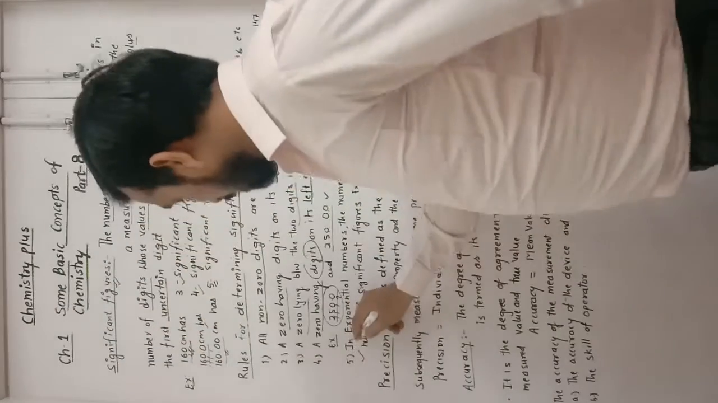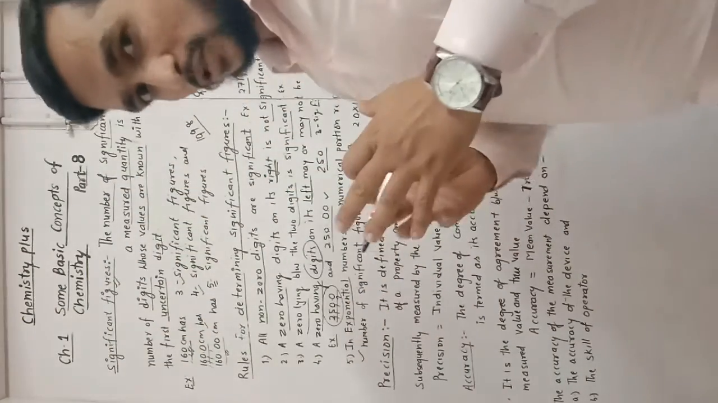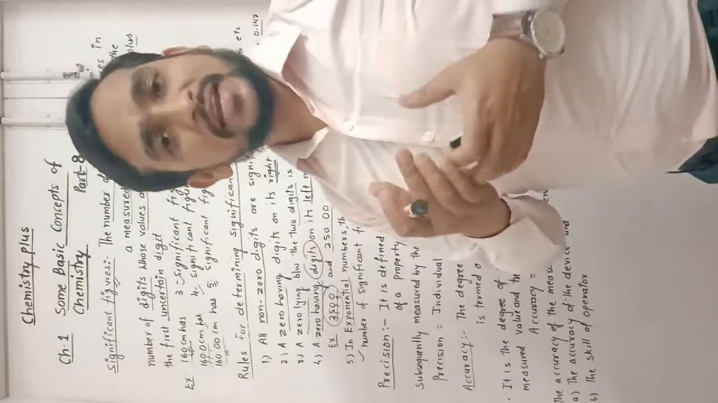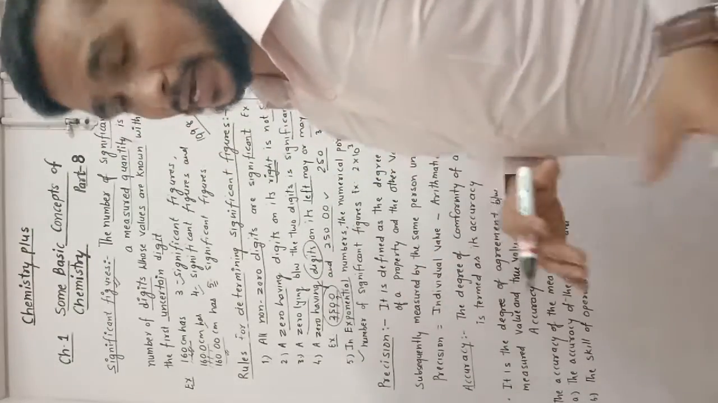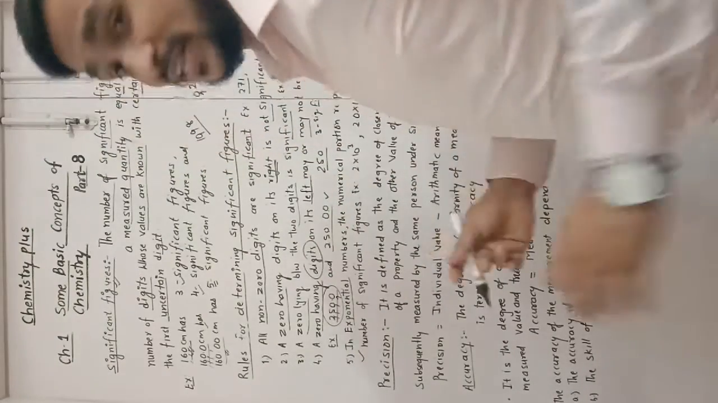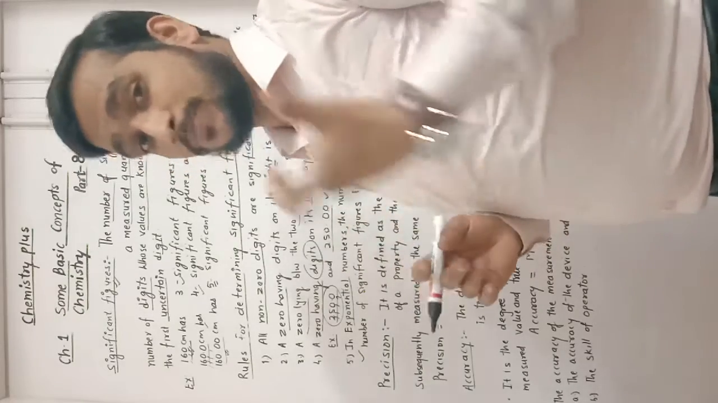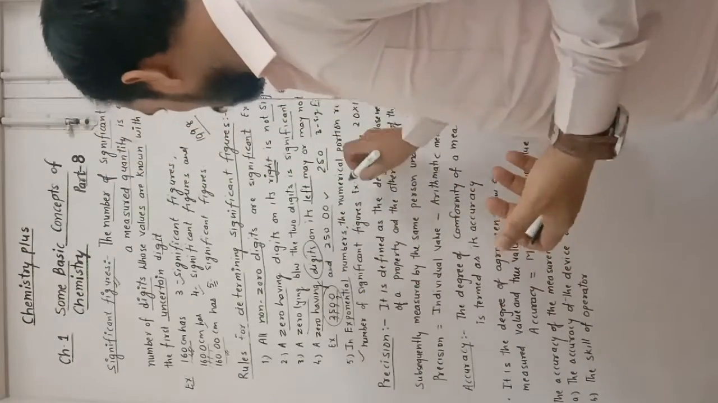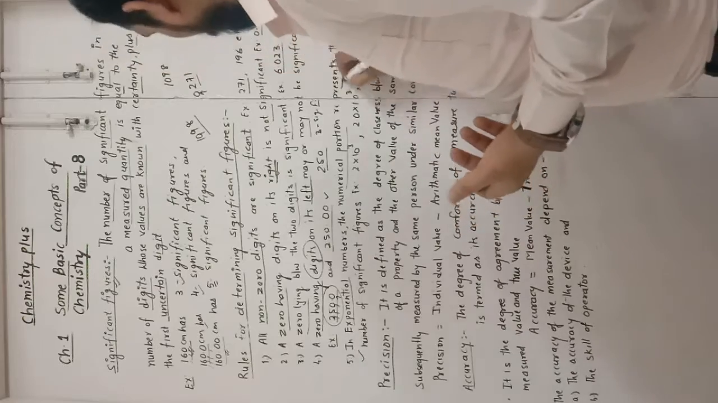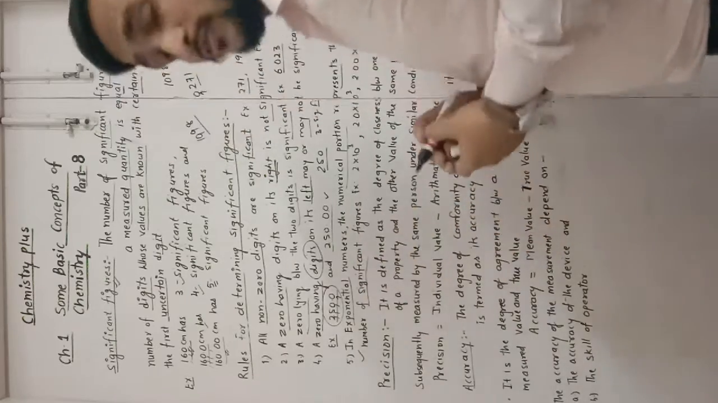And the fifth rule: whenever numbers are represented in exponential form, the part which represents the exponent is not counted in the significant figures, but the remaining part, the numerical portion, represents the number of significant figures.